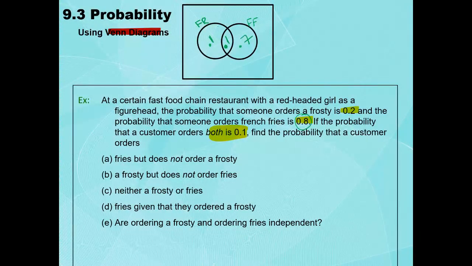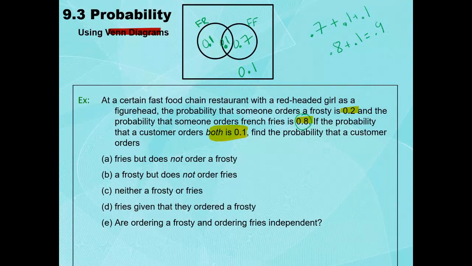This is just 0.1, right? I want this whole circle to be 0.2. I want this whole circle to be 0.8. Right? So let's just make sure. What does that add to? Let's see. Is there anything that goes on the outside? If I add up those probabilities, I get 0.8 plus 0.1, which is 0.9. Oh no. That means that there's a 10% chance, 0.1, out here, right? Where somebody orders neither a Frosty nor fries. Not sure what they ordered, but they ordered neither.